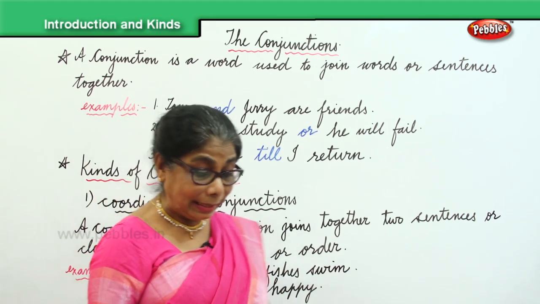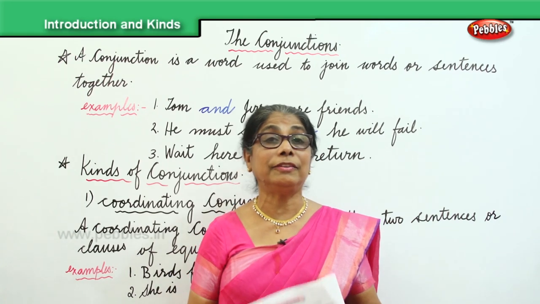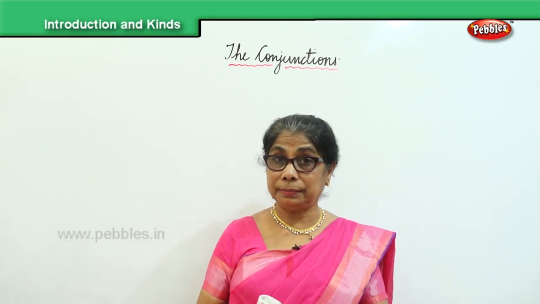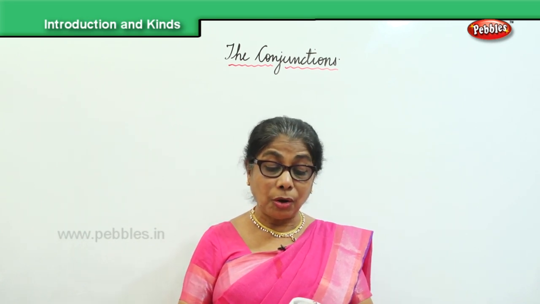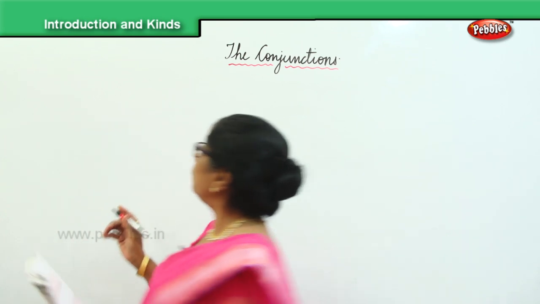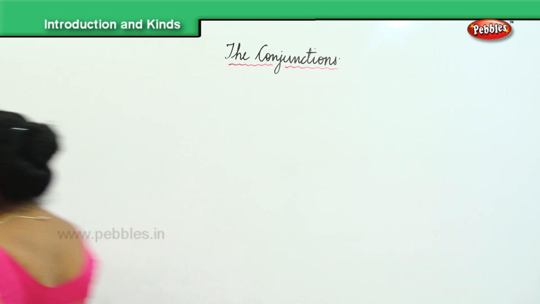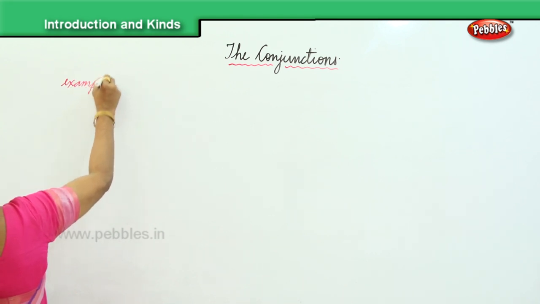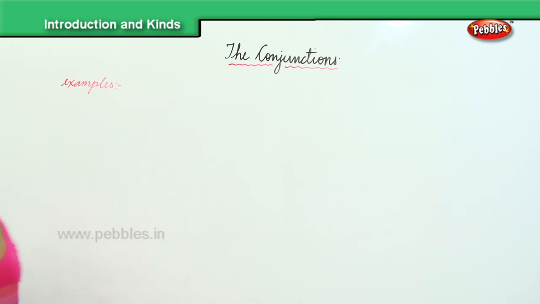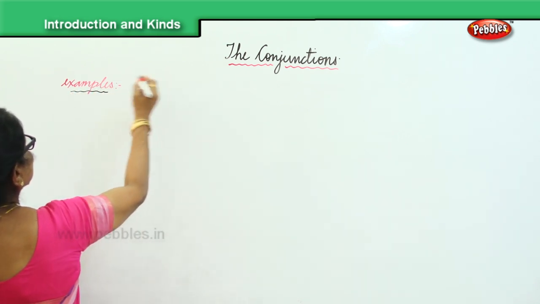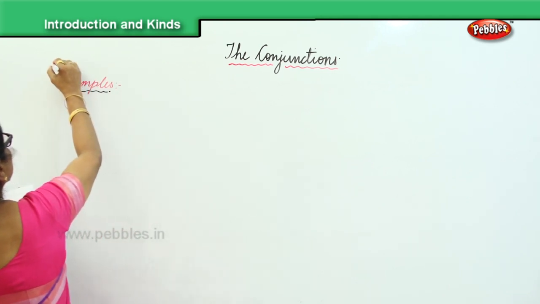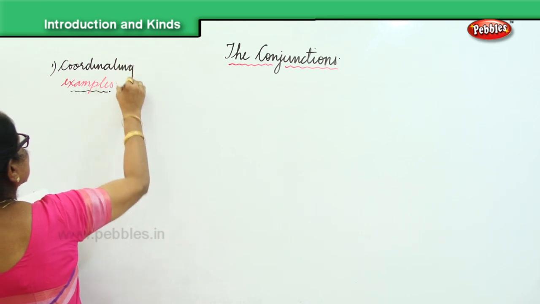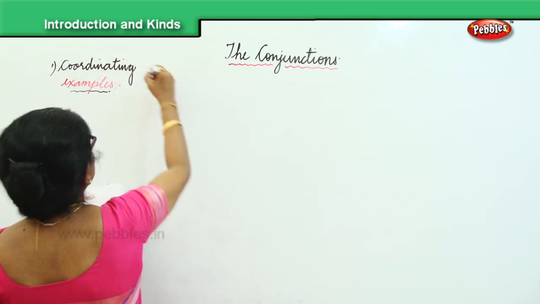Next we have the subordinating conjunction. We also have correlative conjunctions. The first kind of conjunction is the coordinating conjunction, joining together two sentences or clauses of equal rank or order. Okay, so examples for it. A few more examples for coordinating conjunctions.